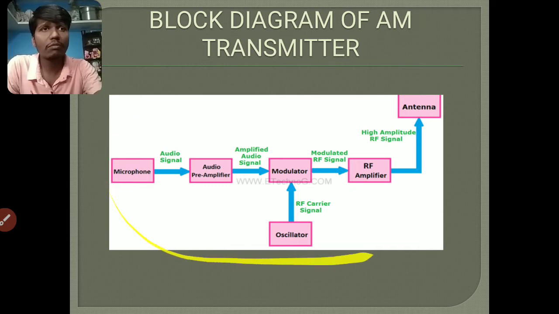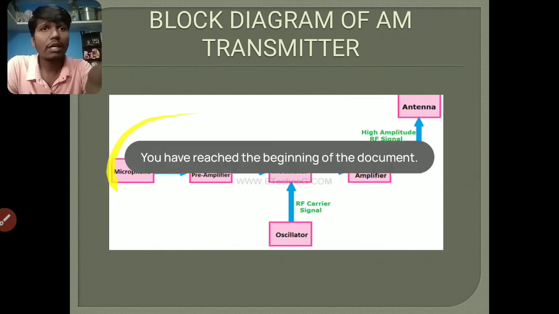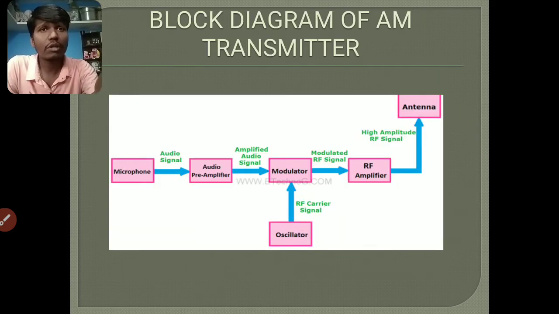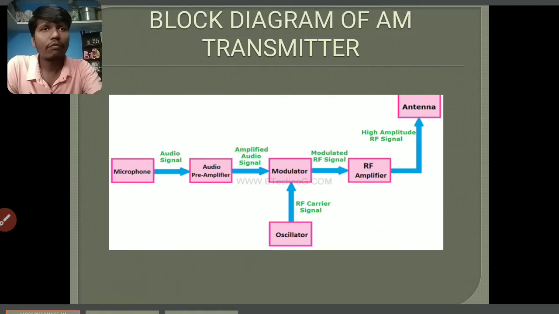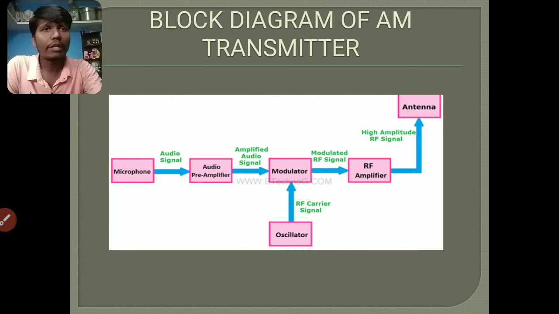First you have to know what the communication system is in the process of amplitude modulation. The components are the microphone, audio pre-amplifier, modulator, RF amplifier and oscillator, then the antenna. These are the instruments used in the block diagram of an AM transmitter. What is the first case? The first case is the microphone, which transfers the audio signals to the modulator.